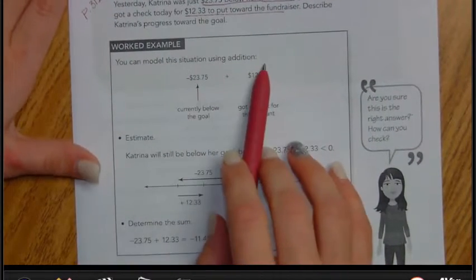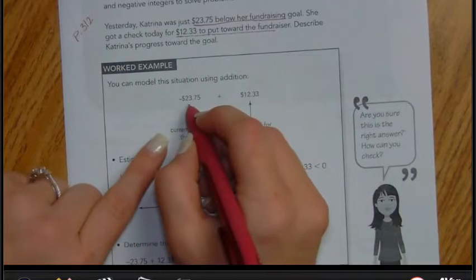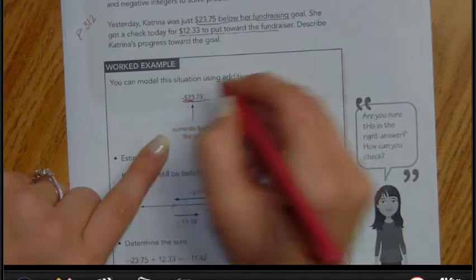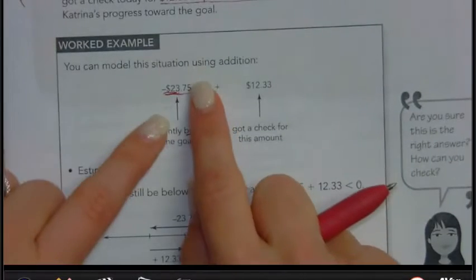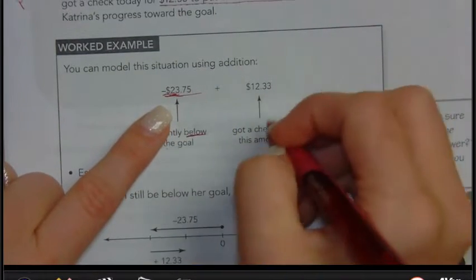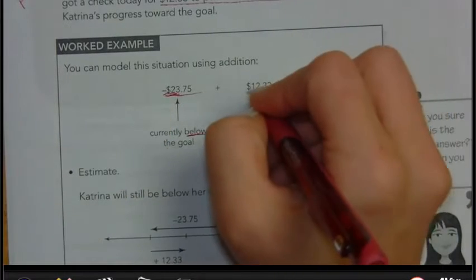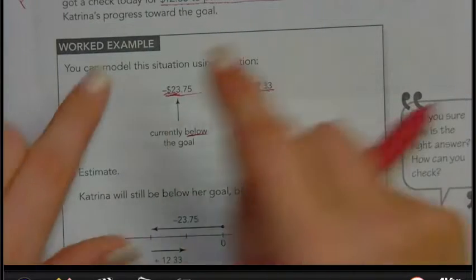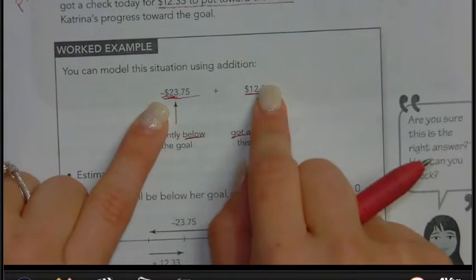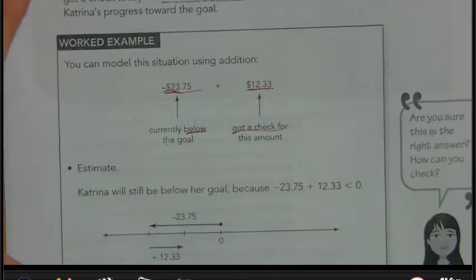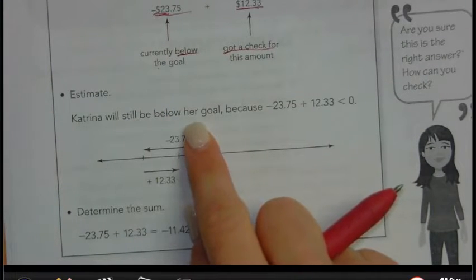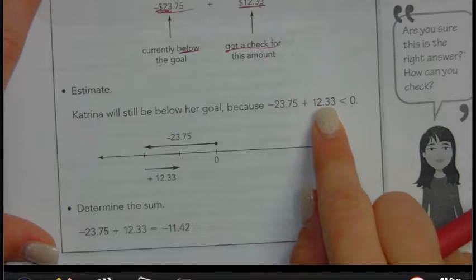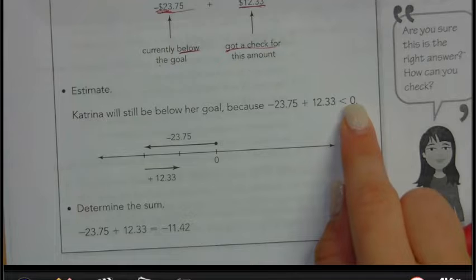So you can model the situation using addition. I am told that the 23.75 is currently below my goal, which means this number is going to be a negative number. Then I've got a check, so I received money that was $12.33. So that's a positive balance to me right now. I start off with a negative balance, and now I'm adding a certain amount to get towards my goal. So Katrina will still be below her goal because negative 23.75 plus a positive 12.33 is still going to be less than zero.